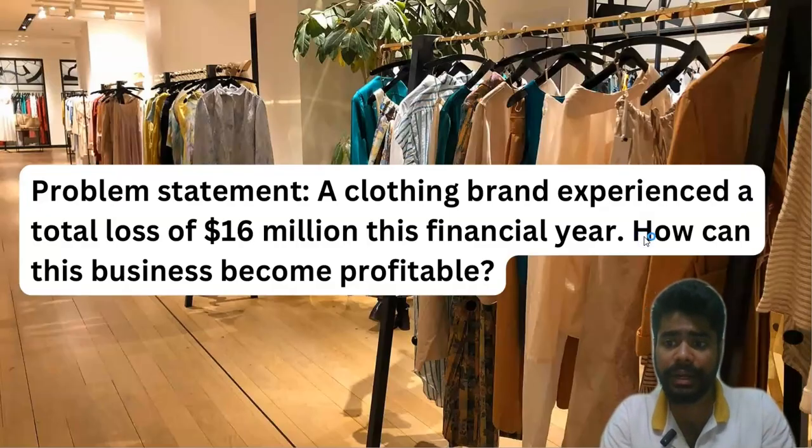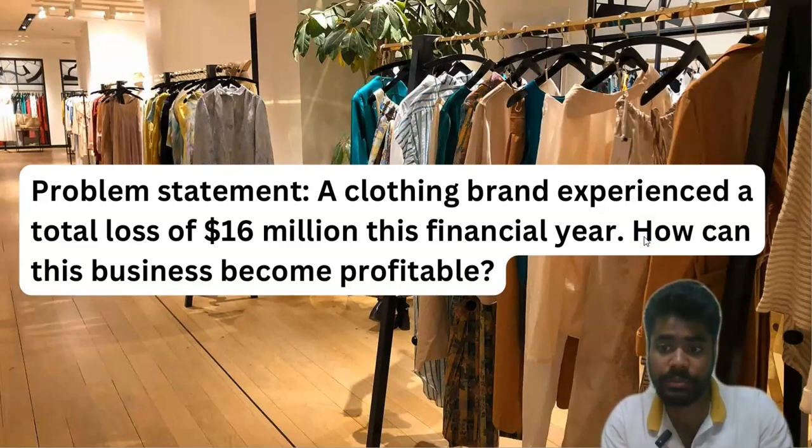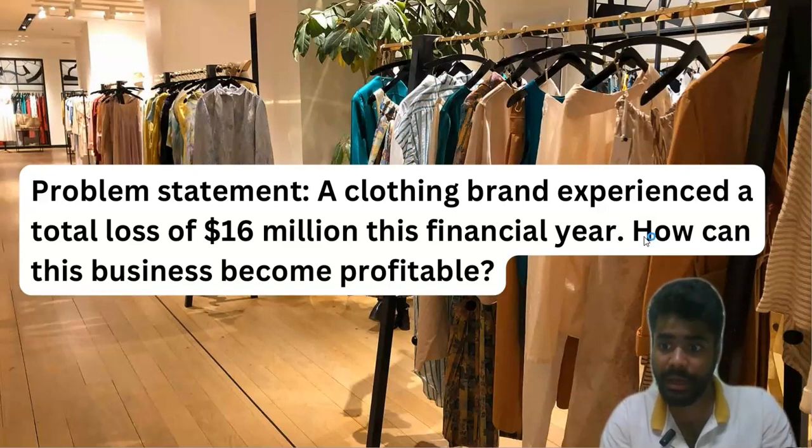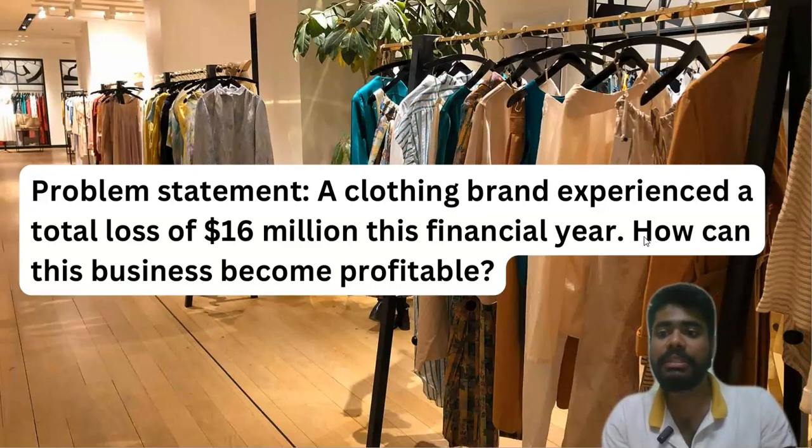This is the problem statement that we use to understand how to solve profitability cases. Let's read it. A clothing brand experienced a total loss of $16 million this financial year. How can this business become profitable, right? So you need to find the reasons which are causing the decrement in the profit, and then you should suggest some ways to increase the business.